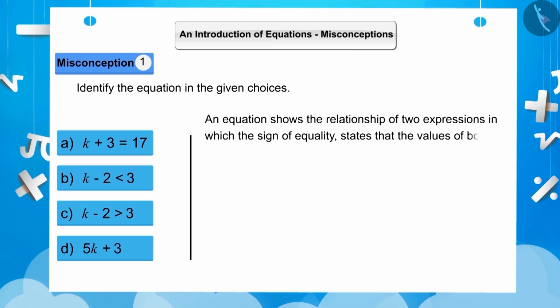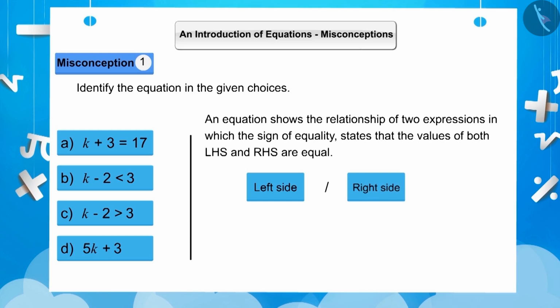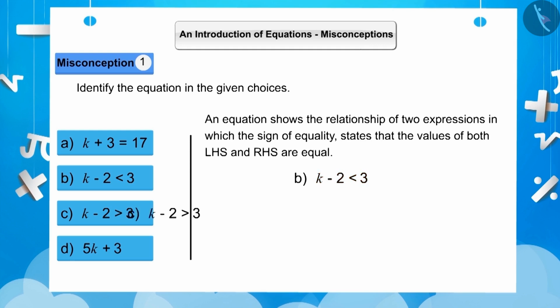An equation shows the relationship of two expressions in which the sign of equality states that the values of both LHS and RHS are equal. But sometimes children misunderstand and assume that it is an equation even if there is a greater or less than sign between the left side and the right side, due to which they answer options B and C. Here, option B shows that the value of left side is less than the right side, while option C shows that the value of the left side is more than the right side.